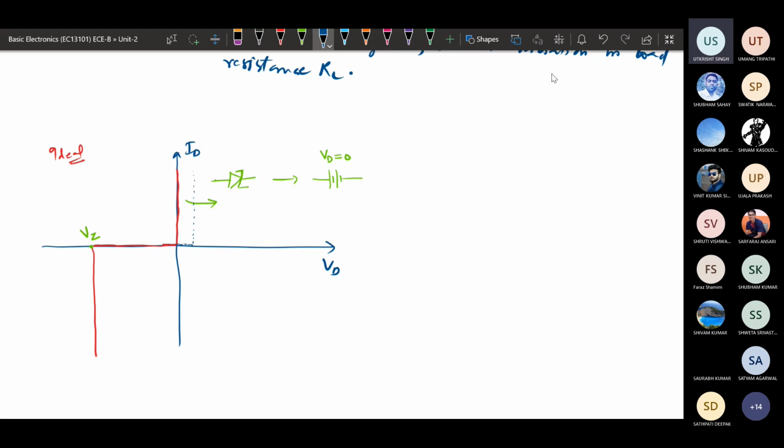So there will be some knee voltage, and this knee voltage will be coming across here. So it will be replaced by an equivalent voltage source in forward bias. That was the case in the practical diode.